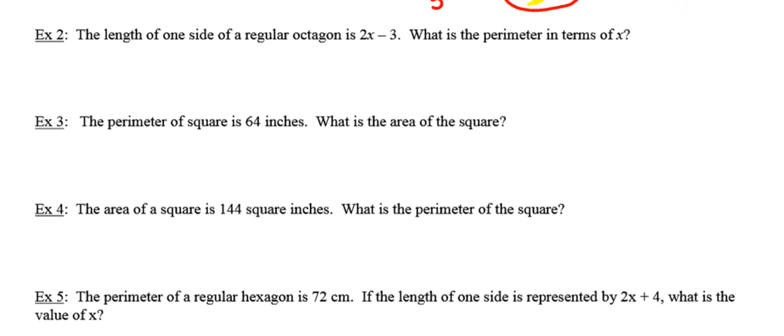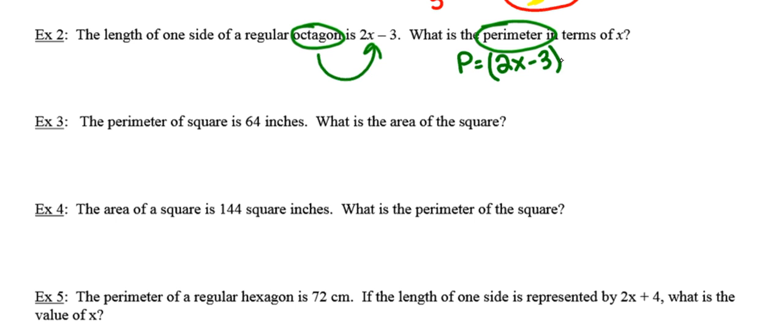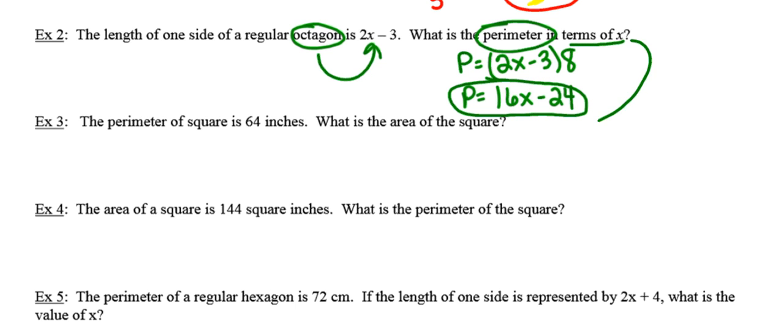Number 2 says the length of just one side of a regular octagon is 2x minus 3. What is the perimeter? So perimeter means to add all sides together. An octagon is going to have 8 sides, each of which measures 2x minus 3. So to find the perimeter, I'm going to take the length of one side, 2x minus 3, and multiply it times 8. After I get done distributing, the perimeter of my regular octagon is 16x minus 24. And again, those words in terms of x tell me there has to be an x in my answer.